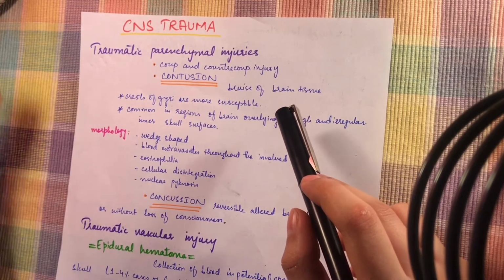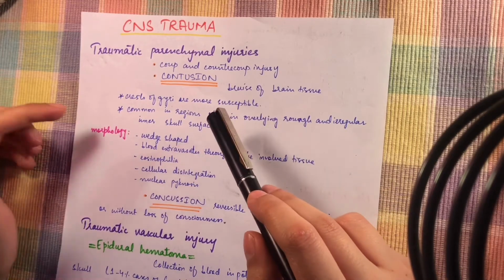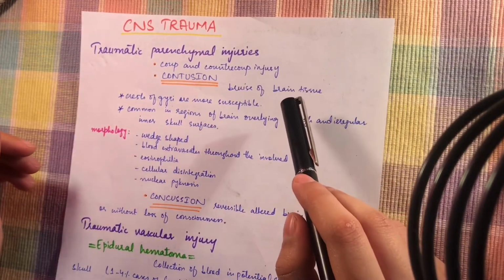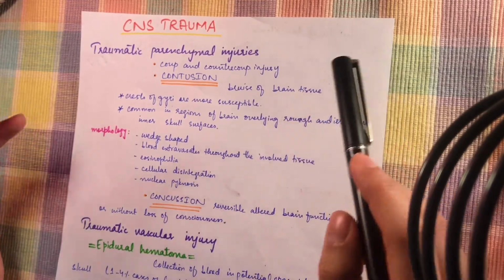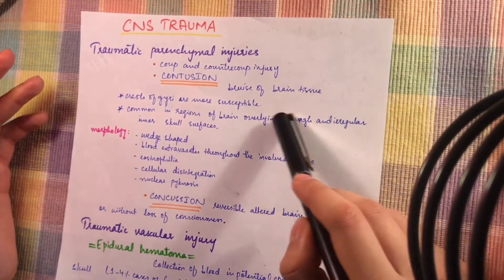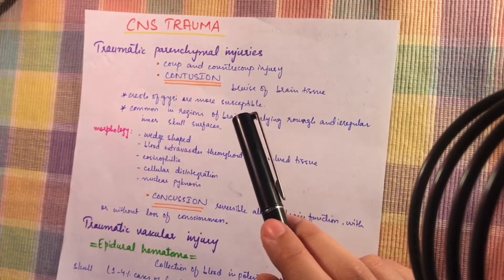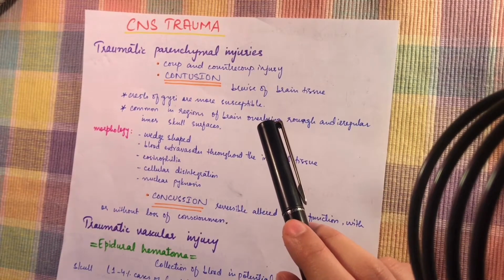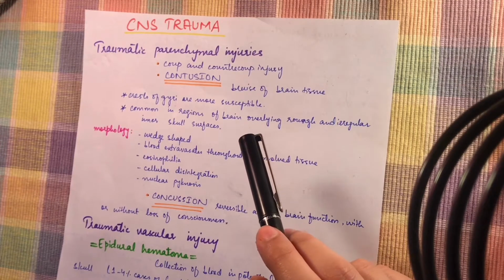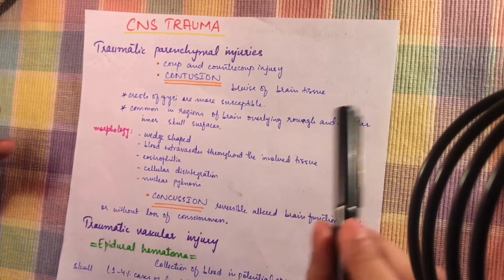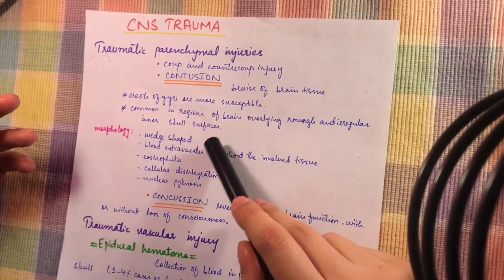The crests of the gyri are more susceptible because they lie closest to the skull, and the common regions involved in the brain are those that are rough and irregular. Morphologically, grossly you can see a wedge-shaped structure, and the widest part of that wedge lies closest to the point of impact, and the blood extravasates.